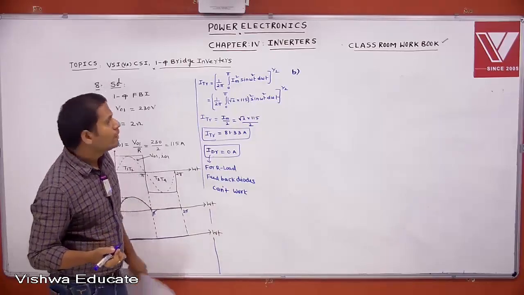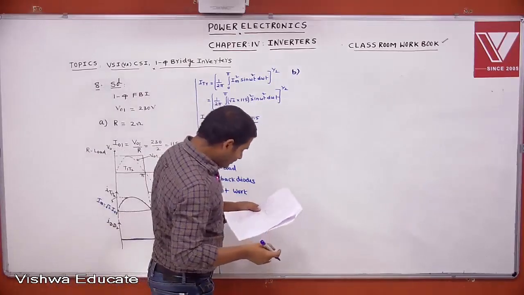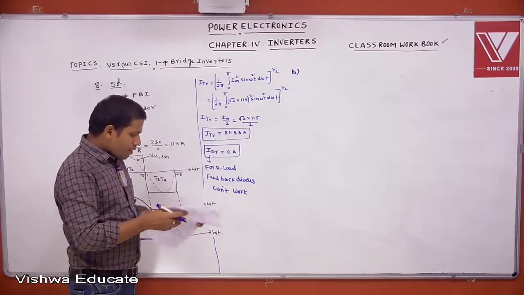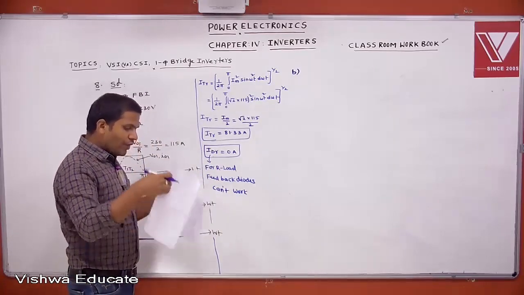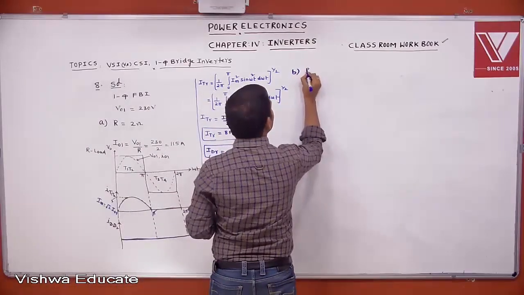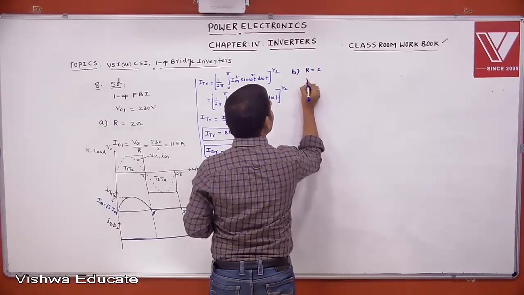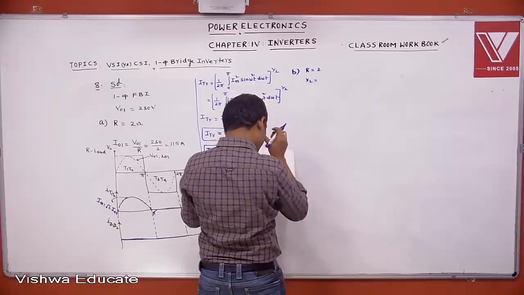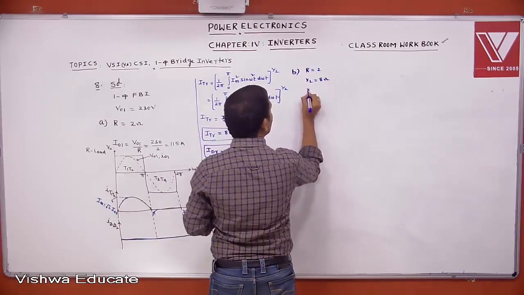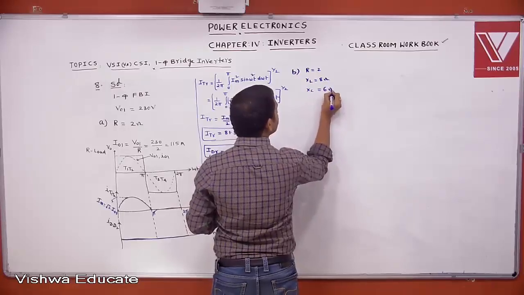Yes, but it is given. Concentrate on question number B. For the RLC load, it is given, na, R equal to 2 ohms. XL equal to how much? Given is 8 ohms. XC equal to 6 ohms.